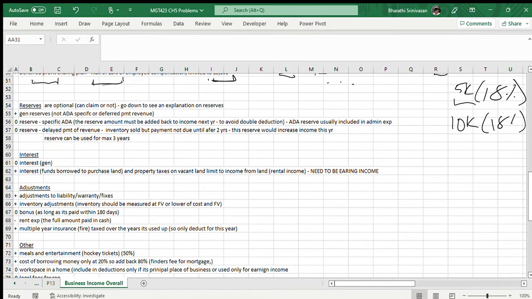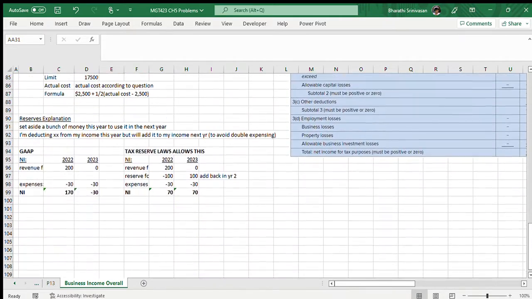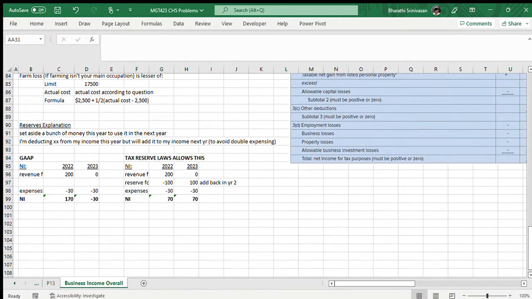So reserves. Before I go into reserves, I'm going to give an explanation, because reserves are kind of confusing. So this is what a reserve is. Basically, in a reserve, I'm setting aside a bunch of money this year to use in the next year, or I'm going to deduct some amount from my income this year, but I'll add it to my income next year.